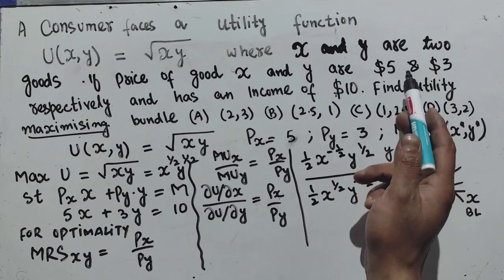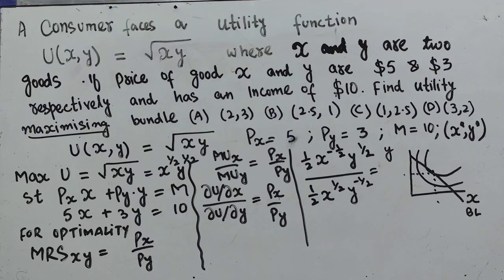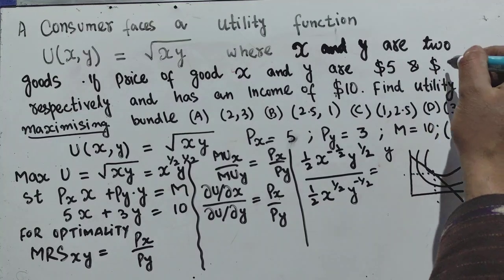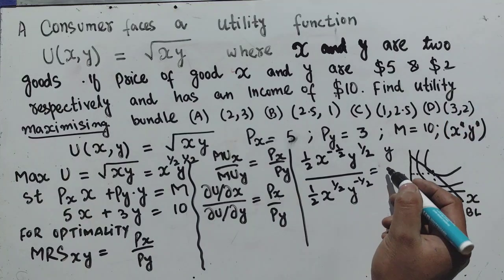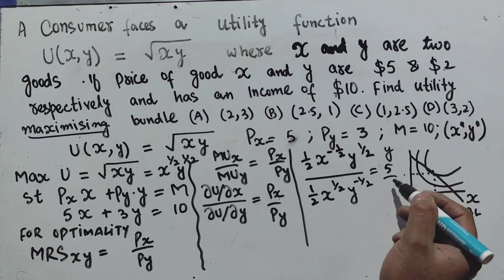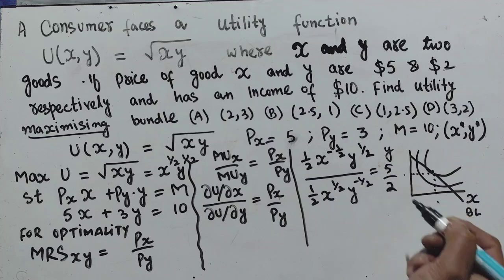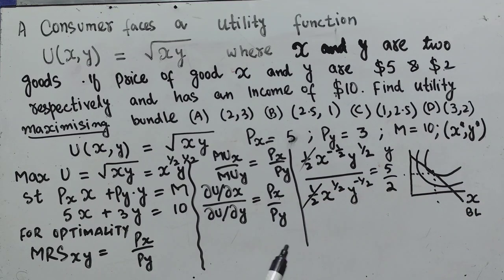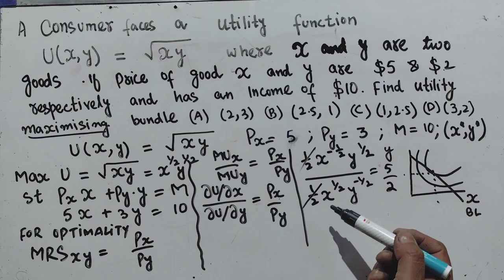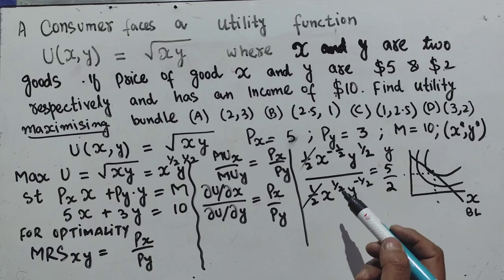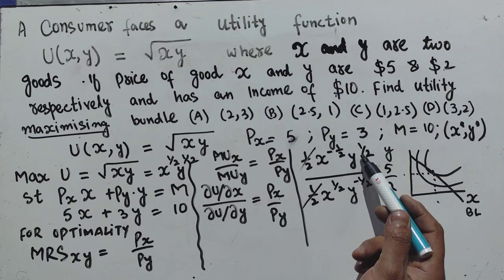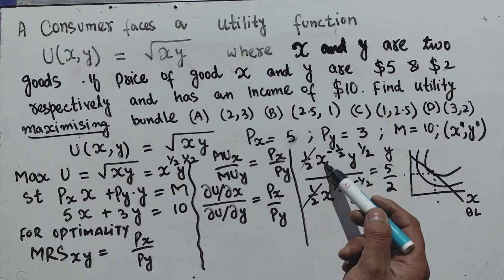The prices are, here, the price of x is 5 and the price of good y is 3. The 1 upon 2 gets cancelled here. Now what will we do here? We do basic calculation, that is we transpose this y to the numerator and this x to the numerator.